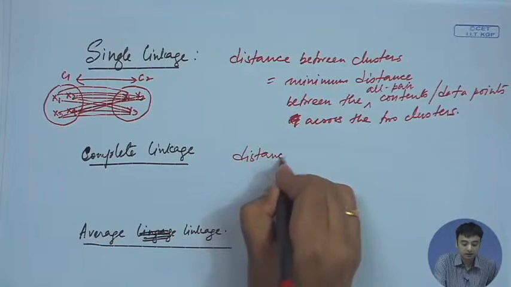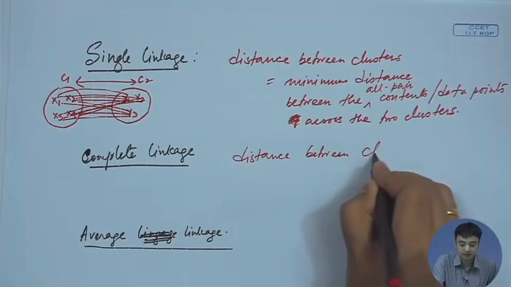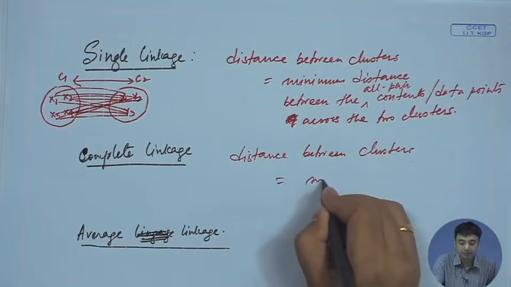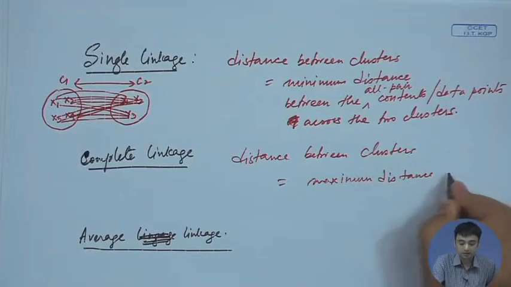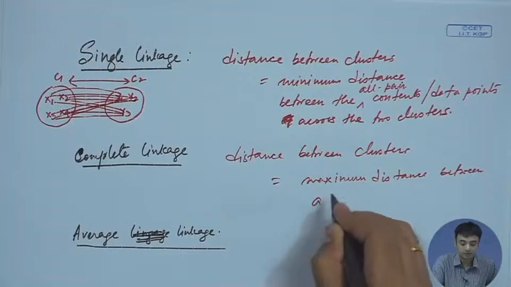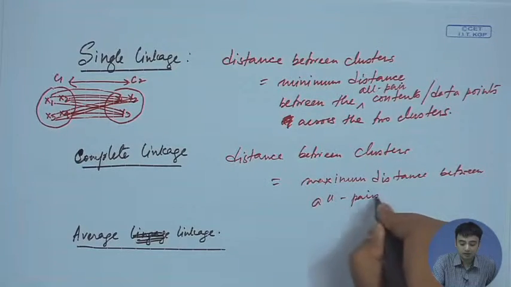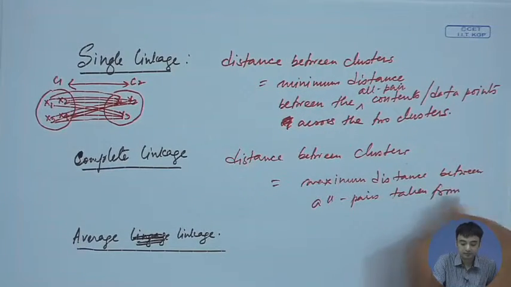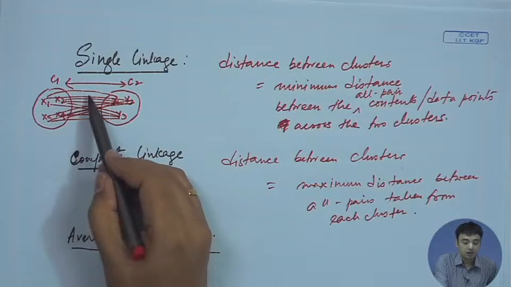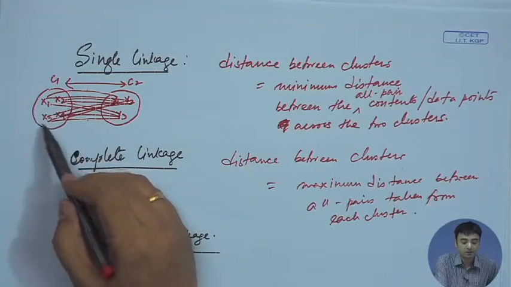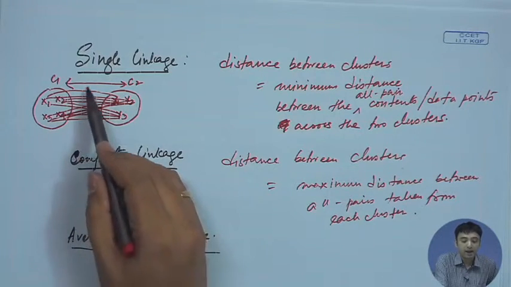Complete linkage is actually just the opposite. So, distance between clusters is equal to the maximum distance between all pairs taken from each cluster. So, basically here again, if you have the same example, you find out the pairwise distances between the entries of the cluster C1 and the cluster C2, and among them you find out the maximum distance, that is said to be the distance between the two clusters. That is what is complete linkage.